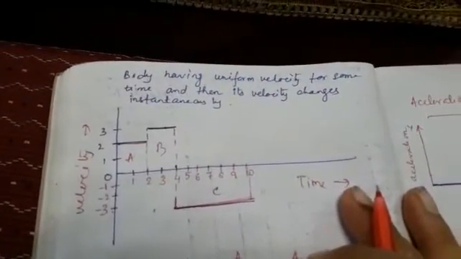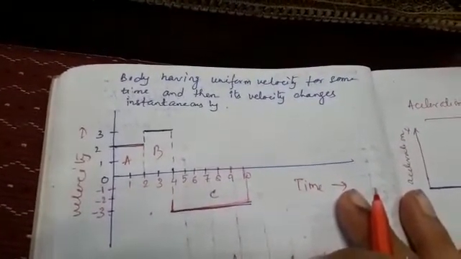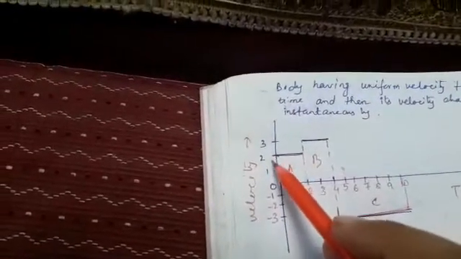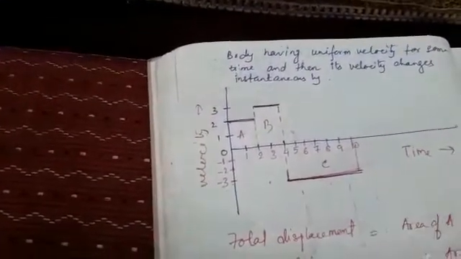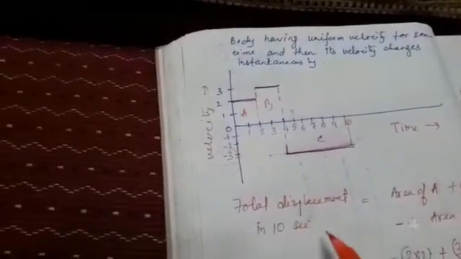Now this is the case where the body is having a uniform velocity for some time and then its velocity changes instantly. For example, we are showing an example where the body is moving for the first 2 seconds with 2 meter per second velocity, and again in the next 2 seconds with 3 meter per second, and then the body is returning. This negative velocity is indicating the body is returning for the next 6 seconds with a velocity of 3 meter per second. So how will you get the displacement in 10 seconds?